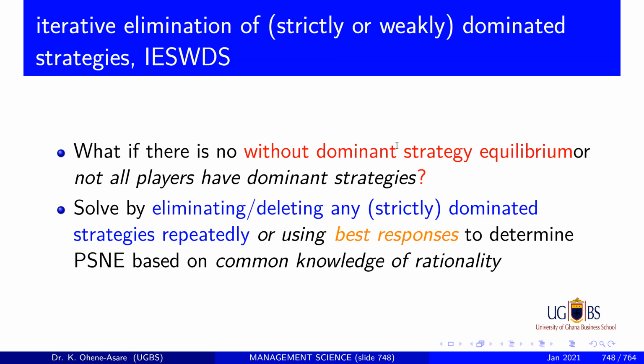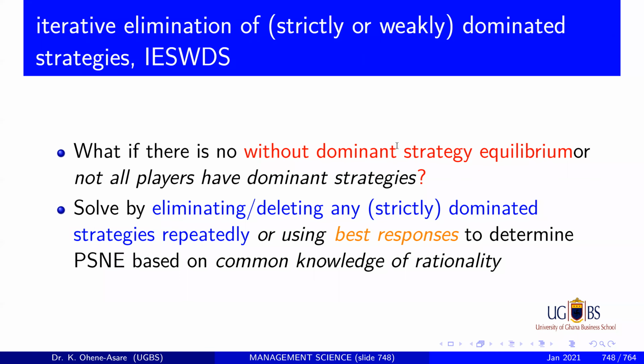But what if the players don't have dominant strategies? What if player A doesn't have a dominant strategy, player B doesn't have a dominant strategy? Then in that case, you use this elimination or deletion approach. And it goes hand in hand with using the best response approach. But I'll teach you the iterative elimination approach first.